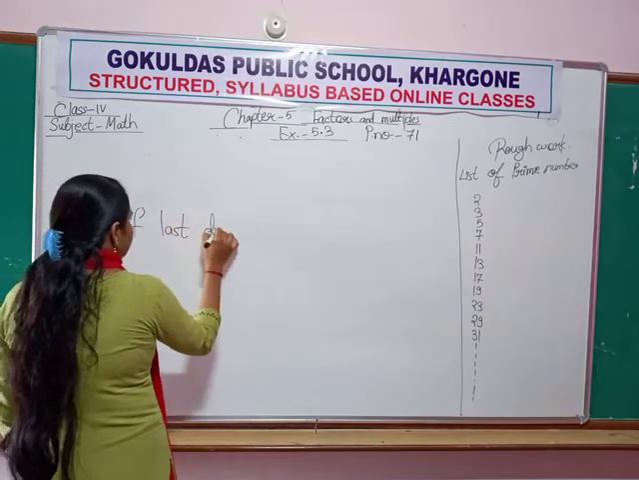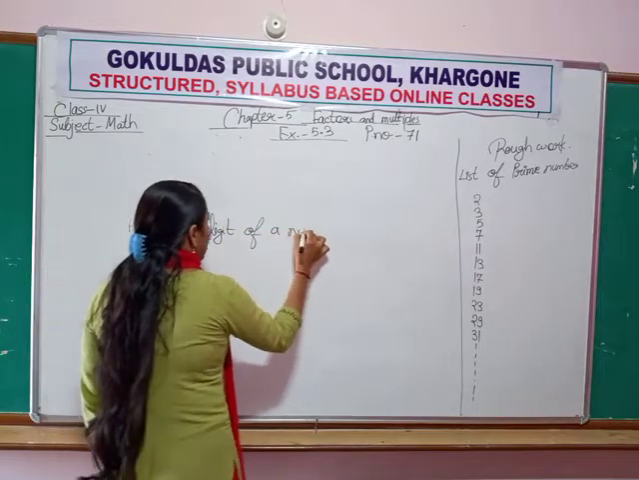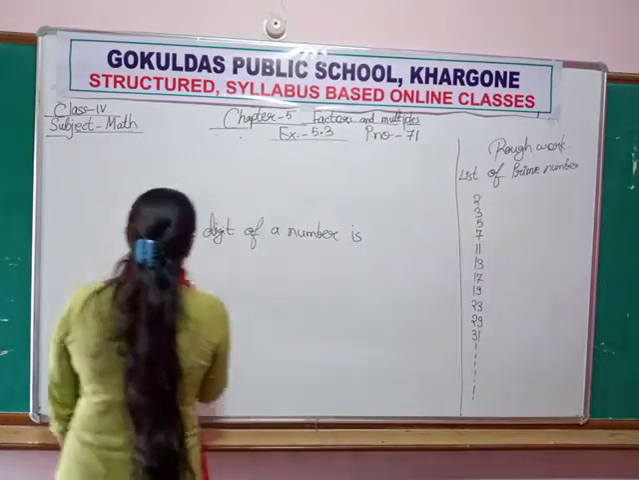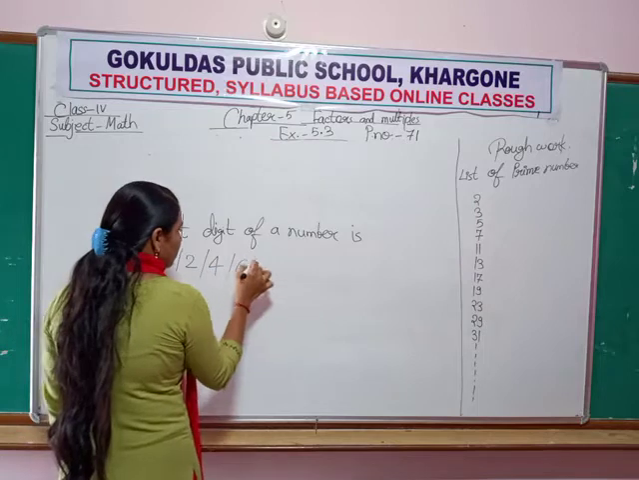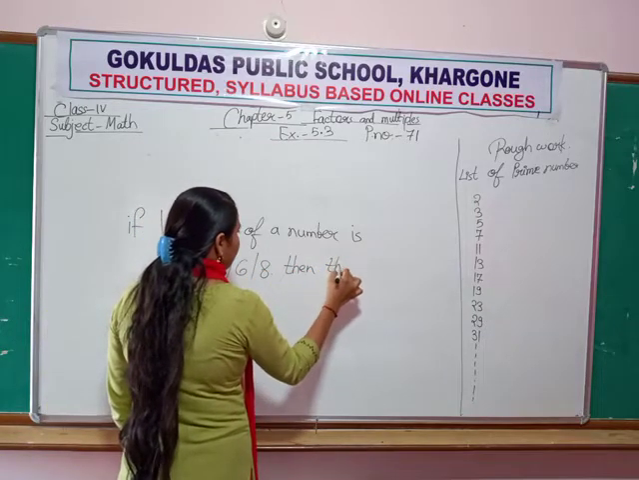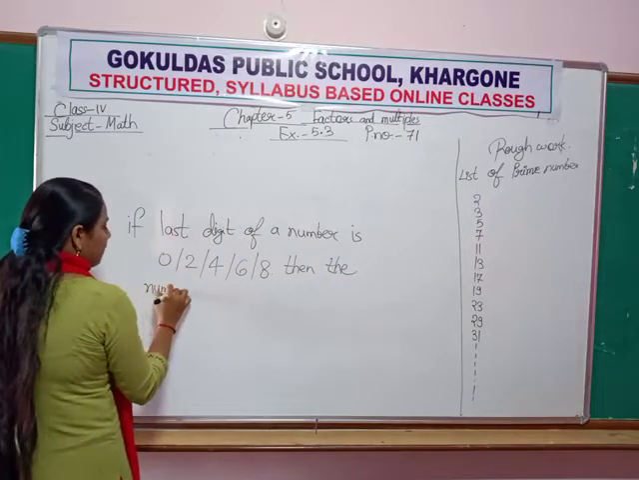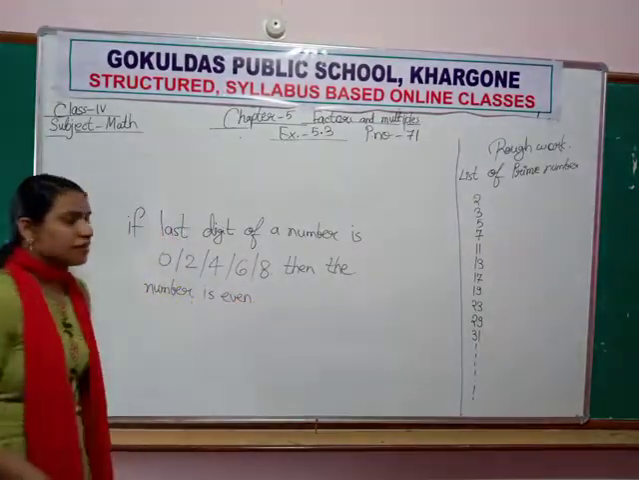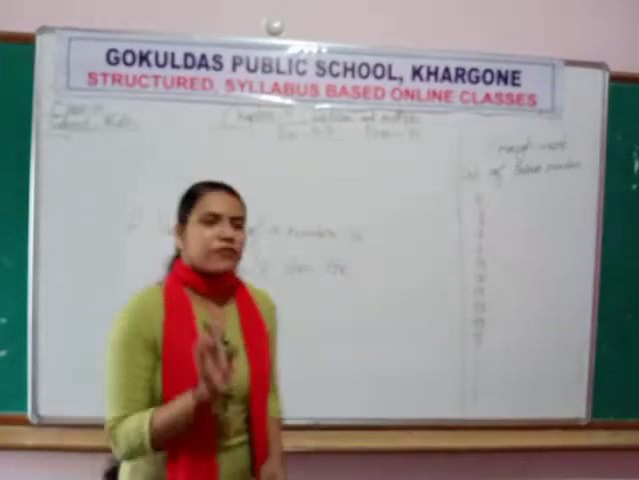If the last digit, or ones digit, of a number is 0 or 2 or 4 or 6 or 8, then the number is an even number. Otherwise it is odd.